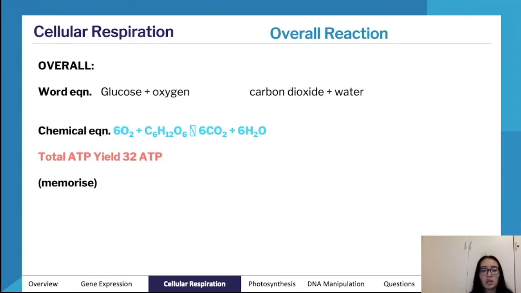For our overall equation, the word equation is glucose plus oxygen produces carbon dioxide and water, and our chemical equation is C6H12O6 plus 6O2 converted to 6CO2 and 6H2O. And our total ATP yield is about 32 ATP.